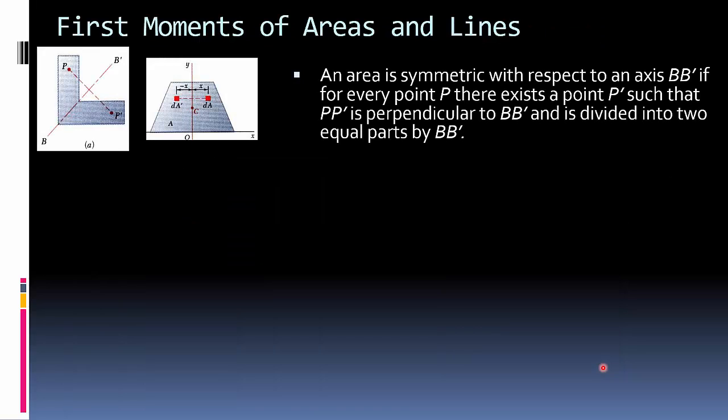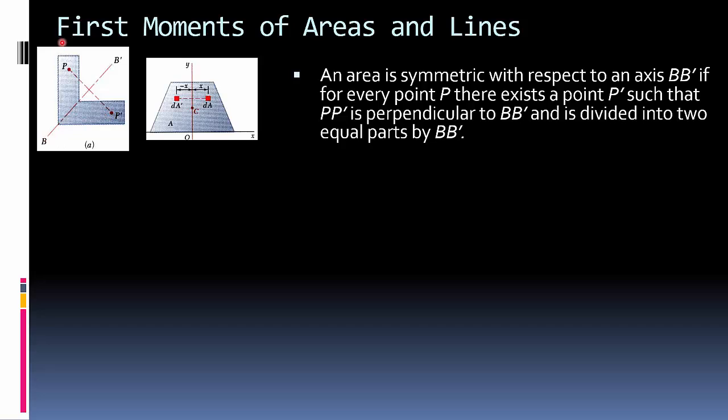Okay, so why do we care? Well, let's talk about some concepts, some properties of these things. When we talk about an area that's symmetric, what that means is an area is symmetric with respect to some arbitrary axis if, anywhere there's a point, there's a point at the equal distance along the perpendicular line on the other side.